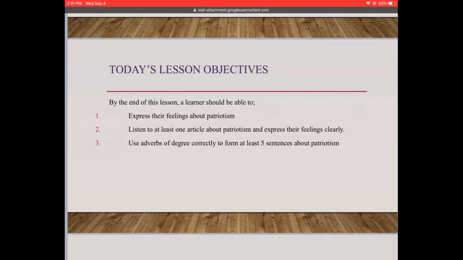Yes, we are going to listen to at least one article, which I'm going to read out aloud for you. It's about patriotism. And then we're going to express our feelings about what we read, what we listen to. And finally, we are going to have a session on adverbs of degree and learn how to use them correctly to form at least 5 sentences, to know them and use them to construct sentences.